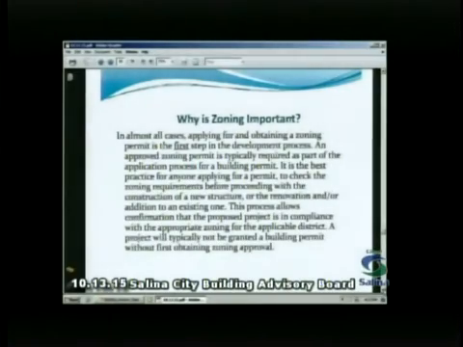Or the renovation and addition to an existing one. You have to be very careful that you're not in violation of zoning. This process allows confirmation that the proposed projects are in compliance with the appropriate zoning for the applicable district. A project will typically not be granted a building permit without first obtaining zoning approval. You need zoning first.